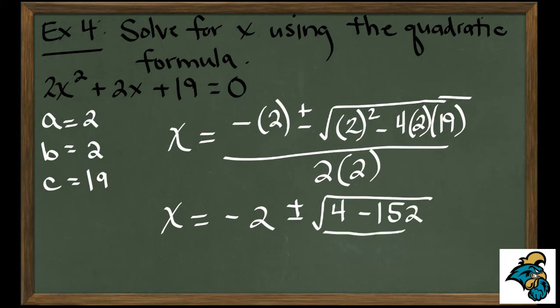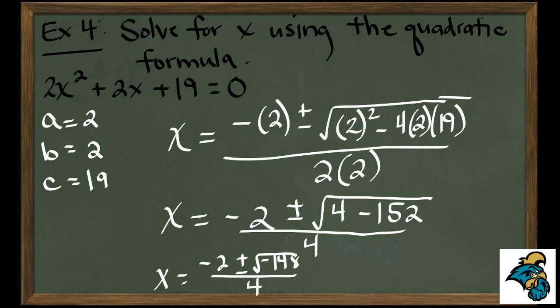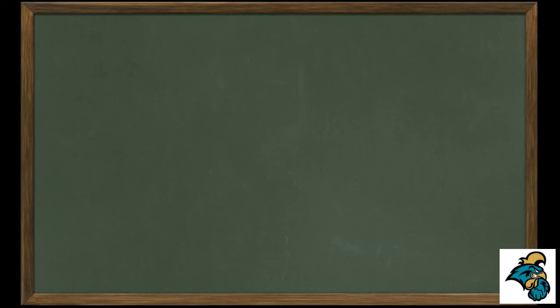And then we begin simplifying. So we have x is equal to the opposite of 2 plus or minus, I'm just doing this step by step, the square root of 2 squared gives me 4, minus, I'm going to multiply 4, 2, and 19, that's going to give me 152. All of that divided by 4. And I simplify just a little bit further, that's going to give me x is equal to negative 2 plus or minus the square root of 4 minus 152, which is negative 148. All of that divided by 4.